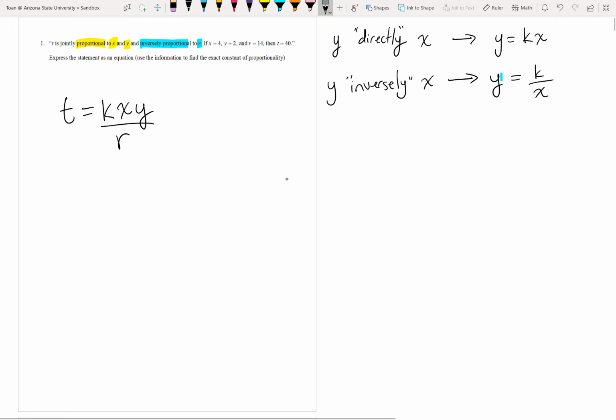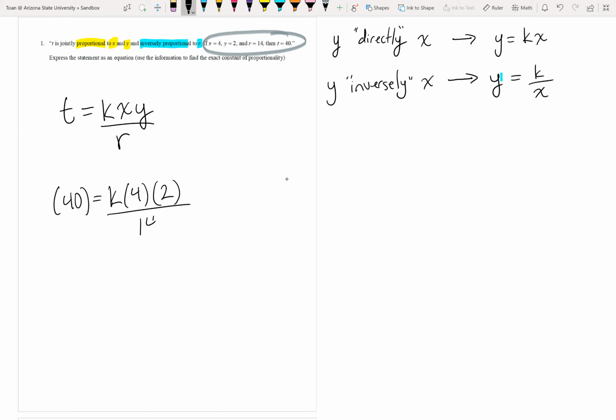Next, they give you numerical information. This usually means plug stuff in and solve for whatever variable's left over. So they tell me, well, let's start from left to right. So t, they tell me t is 40. They don't give me any information about k. They tell me x is 4, y is 2, and r is 14.